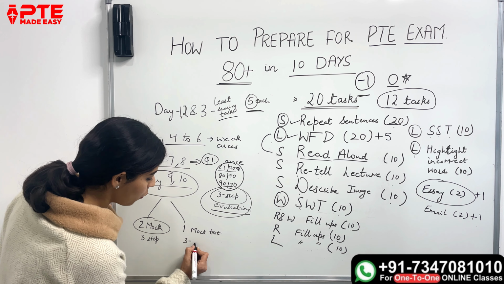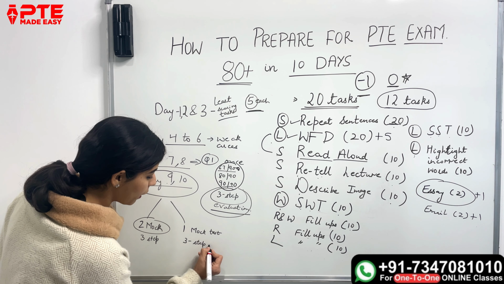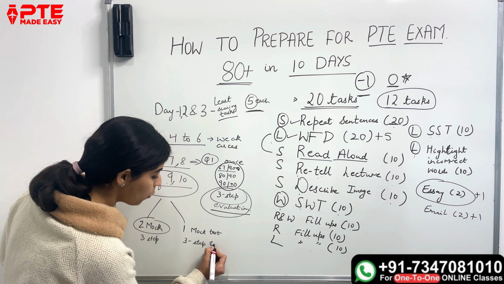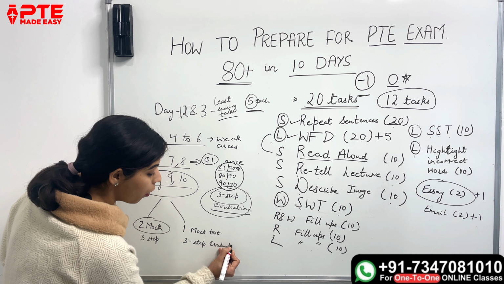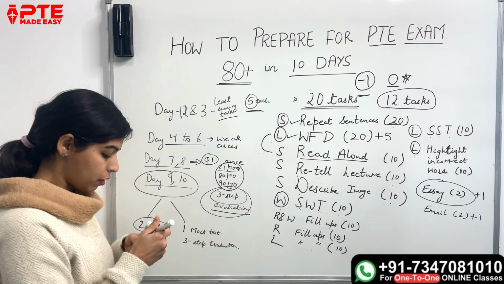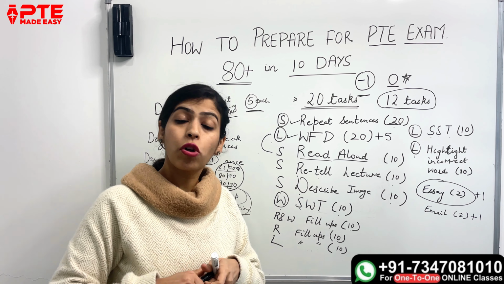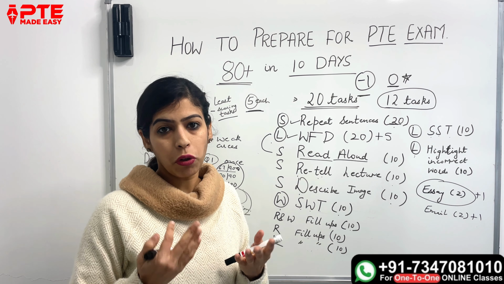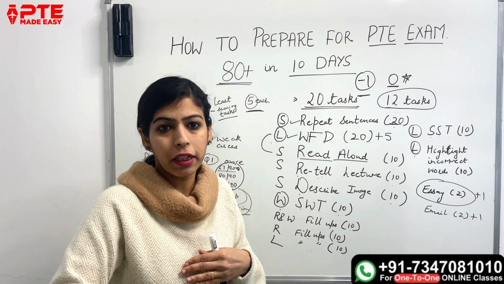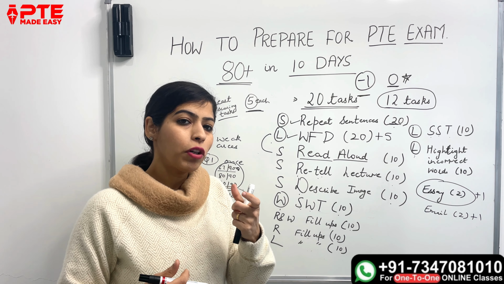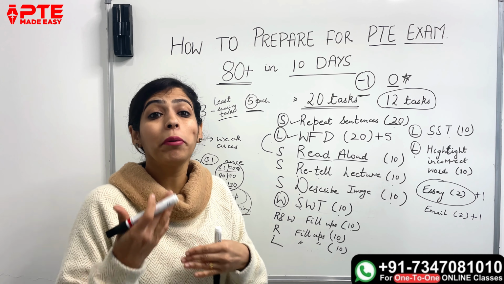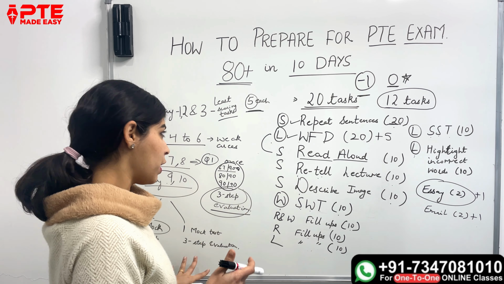So what is that evaluation? The 3-step method. And what is this 3-step evaluation method? Wherein you are reattempting the task to improve. If you have spoken the sentence once but were not able to do it properly, you are going to reattempt it. Then if you were still not able to score 90, you are going to reattempt it. This will help you guys a lot.